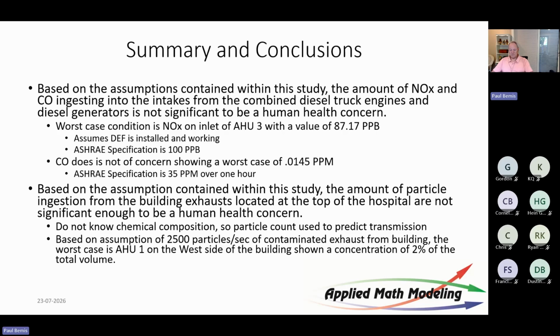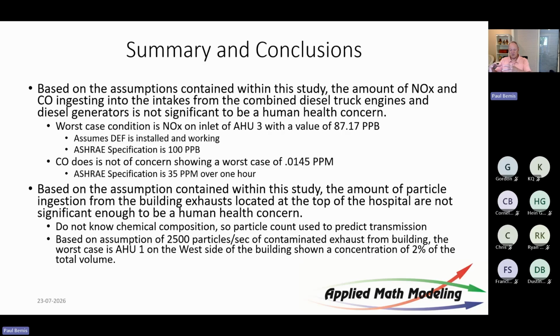2% is what we would see if the particle count was 2,500. So it gives you a feel. It may not be perfect, but it gives you a feel for how much impact the emission would have on the building itself, on the total volume. So this is the kind of work we do.